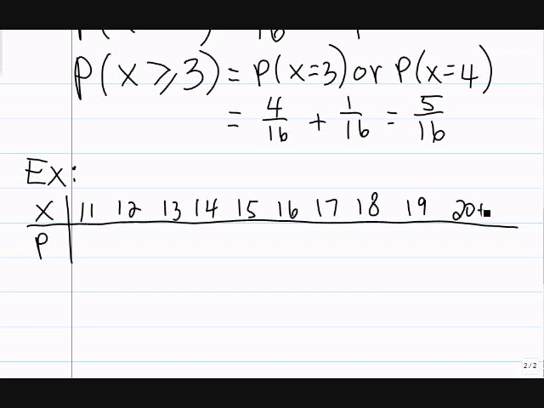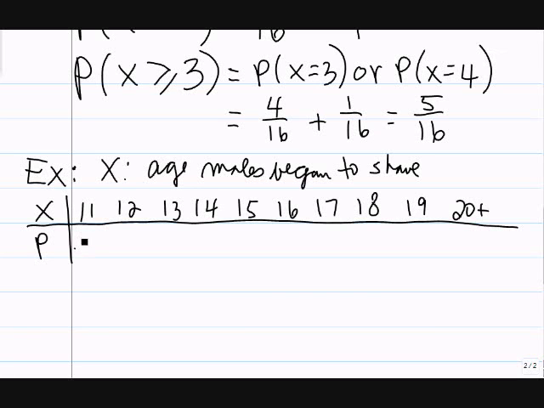So x is my random variable, and in this case, x is going to be the age that these males began to shave. If you have a calculator today, you could get it out because we may need to do some calculations here.